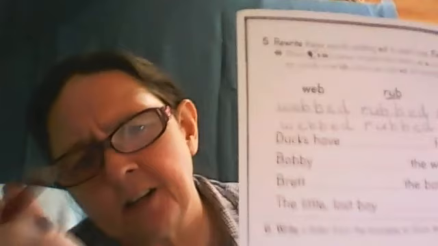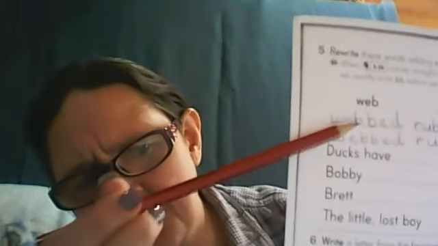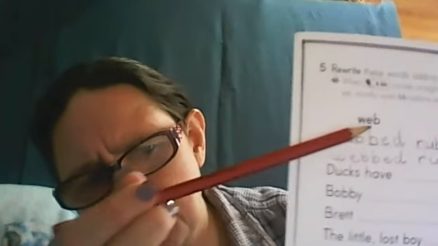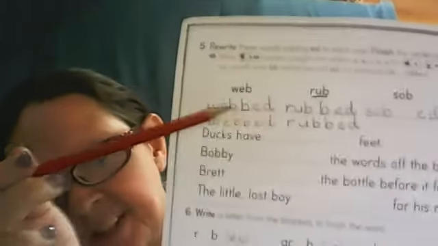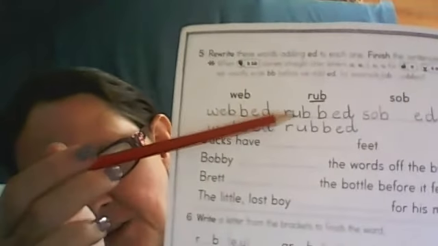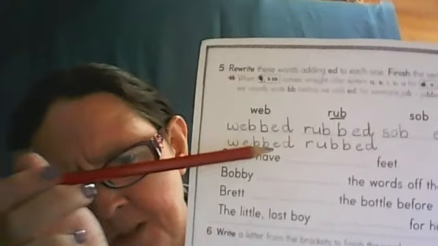Sobbed. What was the rule I had to remember? I remember when I wrote web, and then I wrote ed, and I had to remember this rule about putting 2 B's in the middle. Needs 2 B's in the middle there, doesn't it? Let's have a look at this one. Rubbed. And I had to remember I need 2 B's in the middle. And I had to write the words out again. Webbed, 2 B's, and rubbed with 2 B's.